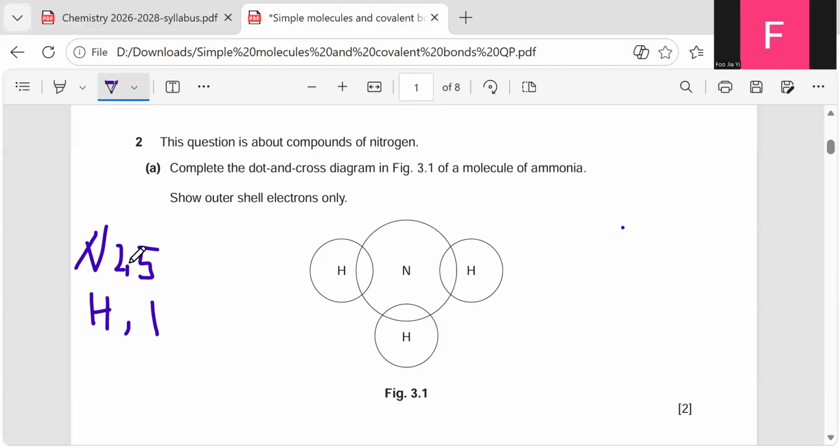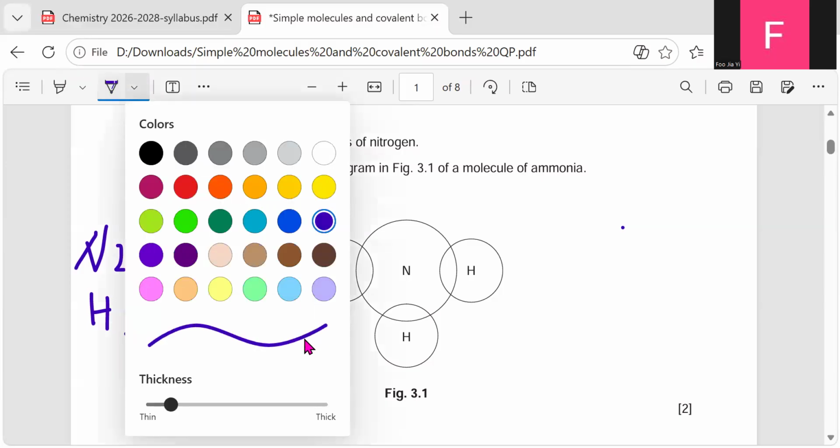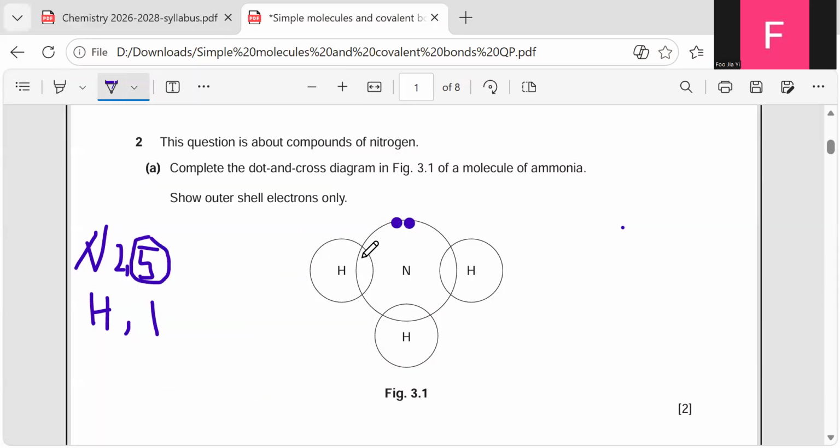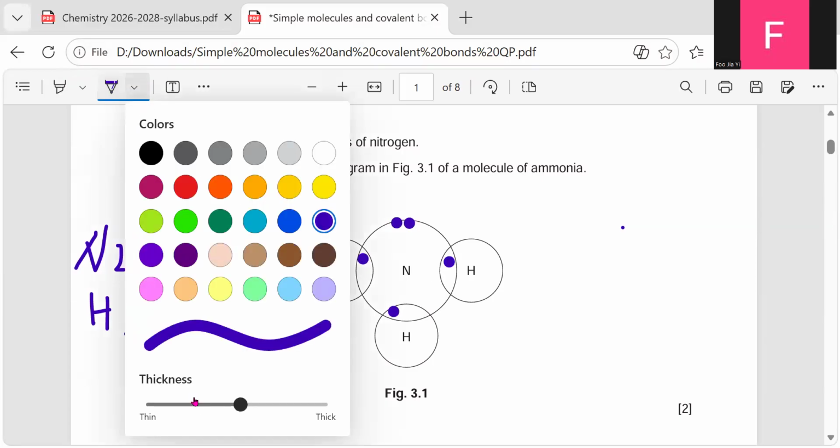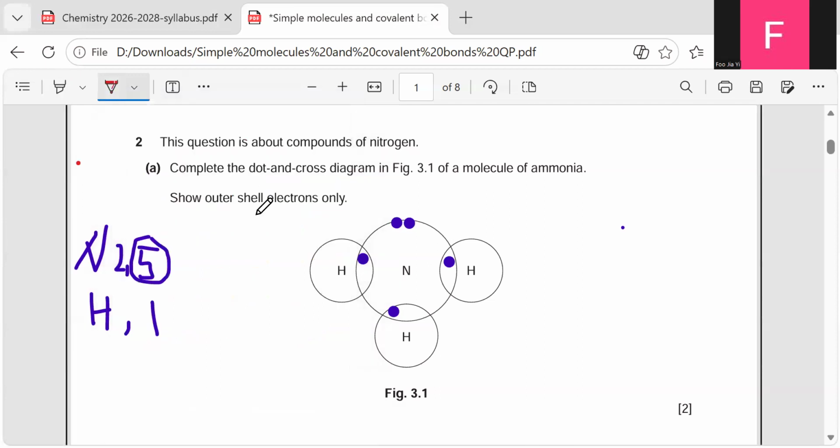So nitrogen is 2, 5. So we only need to look at the 5. So 1, 2, 3, 4, 5. And then hydrogen has 1 electron only. So it's like that. Jia, did you get it correct? Jonathan, okay? Good. Jia, correct? Yes? Okay, good.